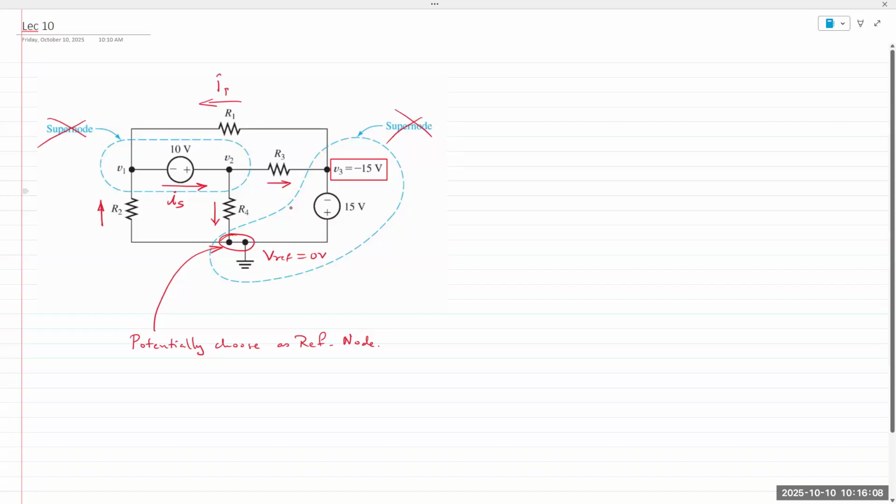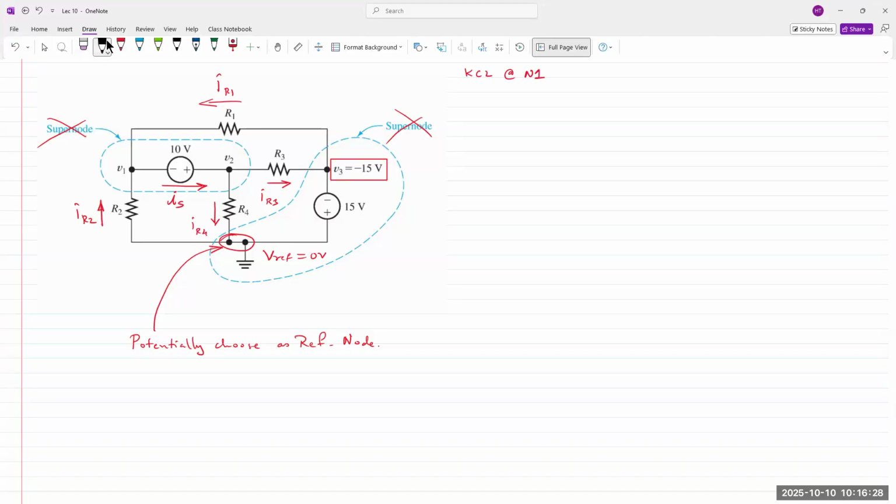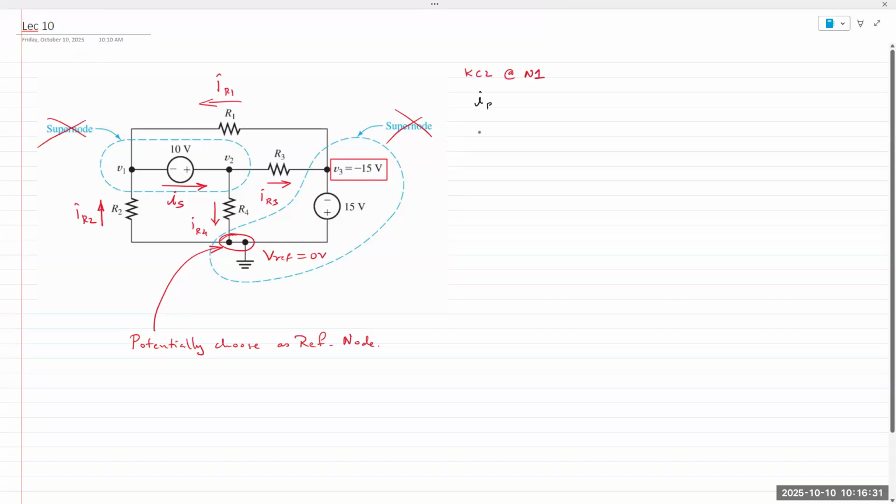And let's say this is IR1, IR2, IR4, IR3. Okay. So let's apply KCL at node 1. If you apply KCL at node 1, what do we get? We have IR2 entering the node, and we have IR1 also entering the node, and IS leaving the node. That's our KCL based on our assumed current directions. Right? 2 currents entering, 1 leaving.